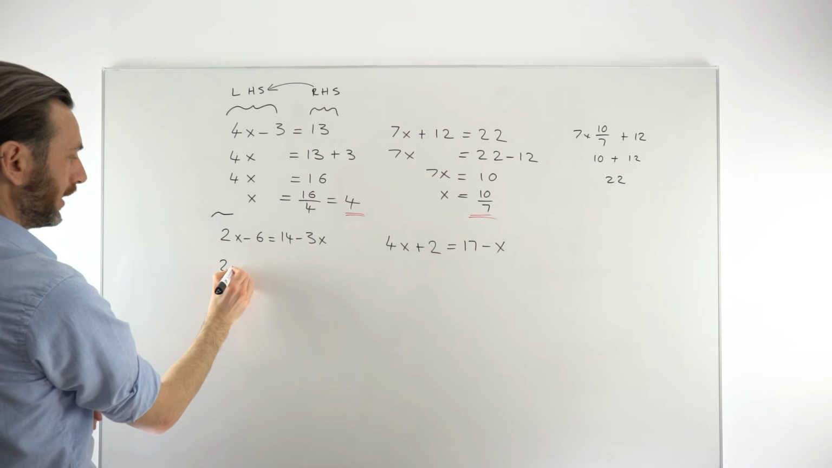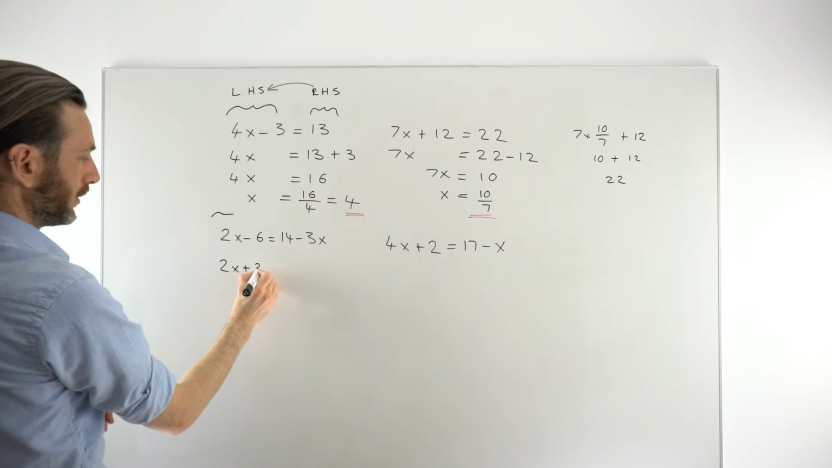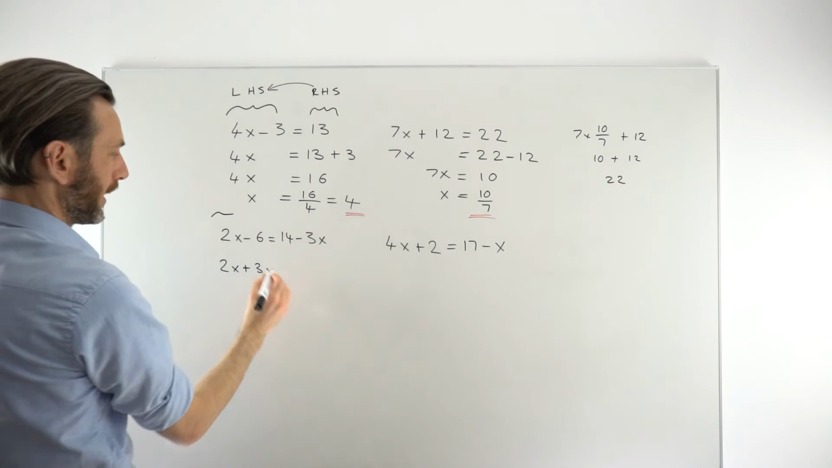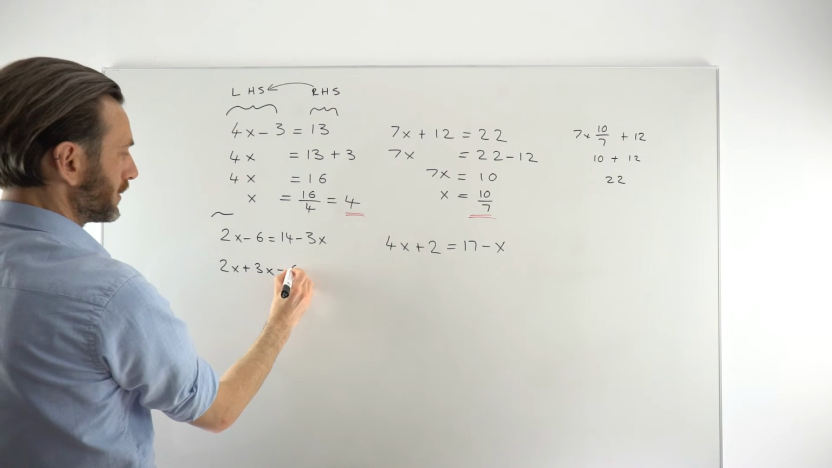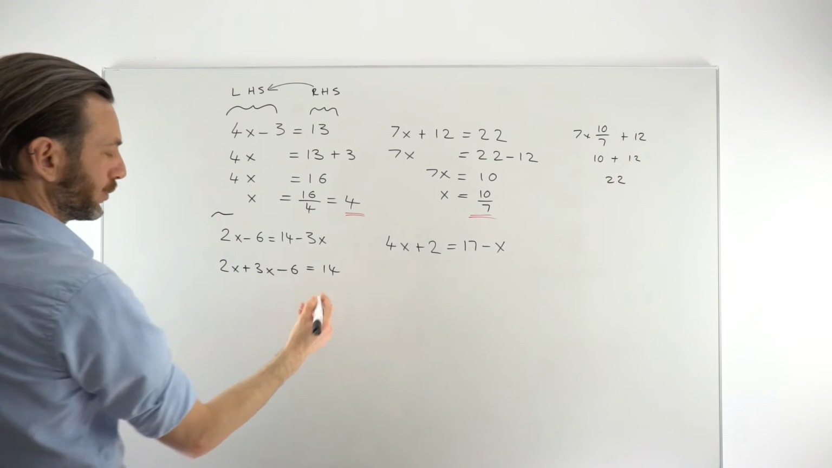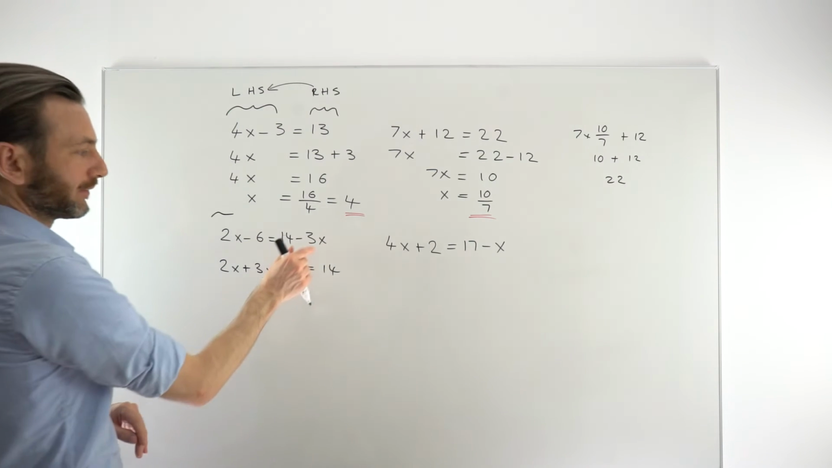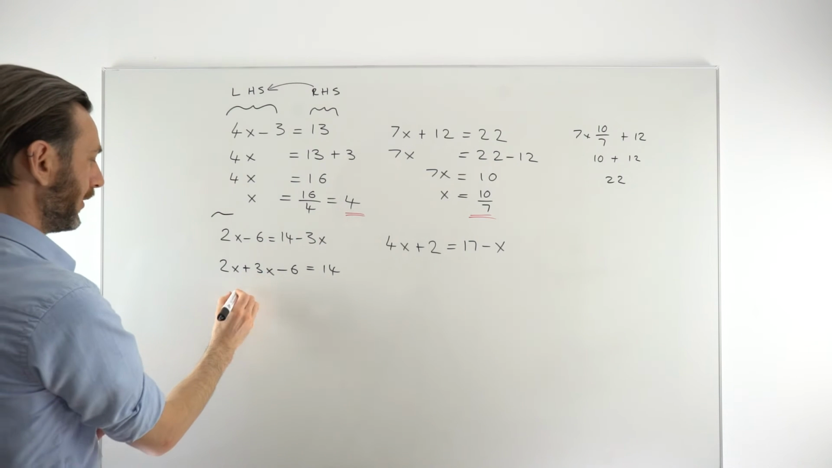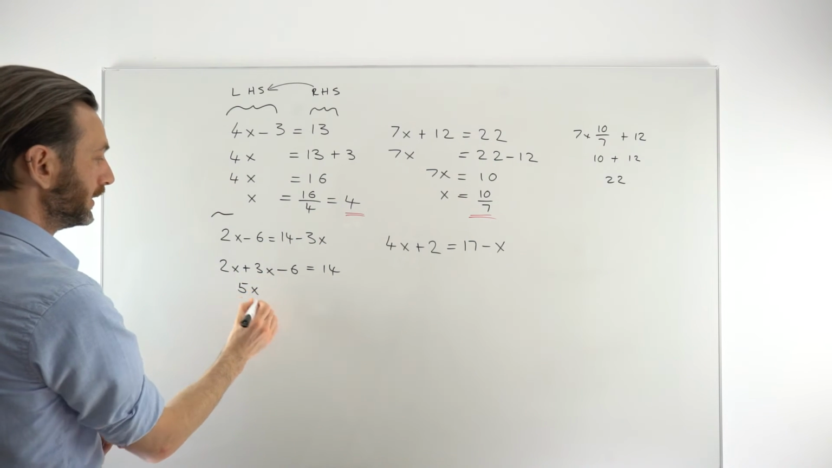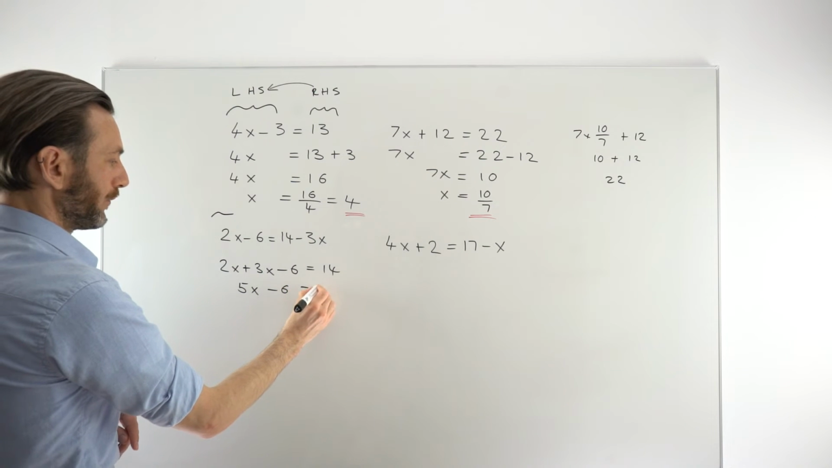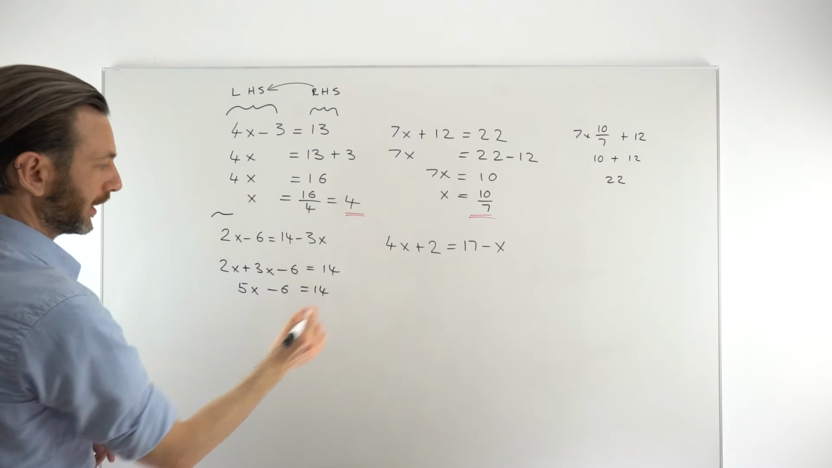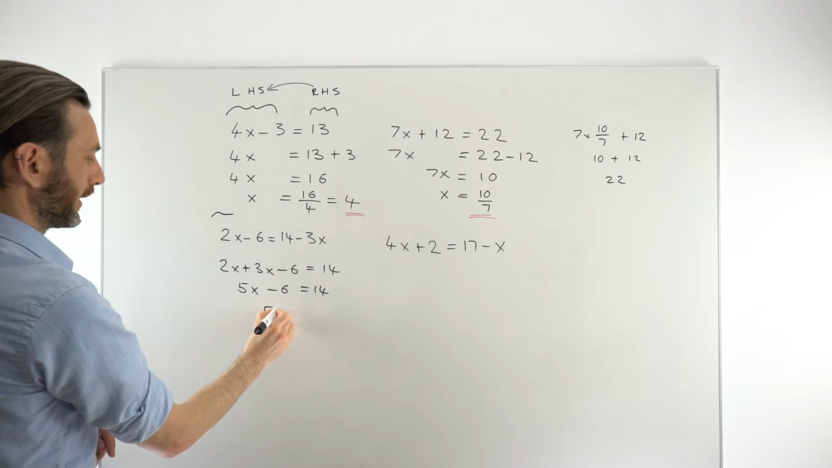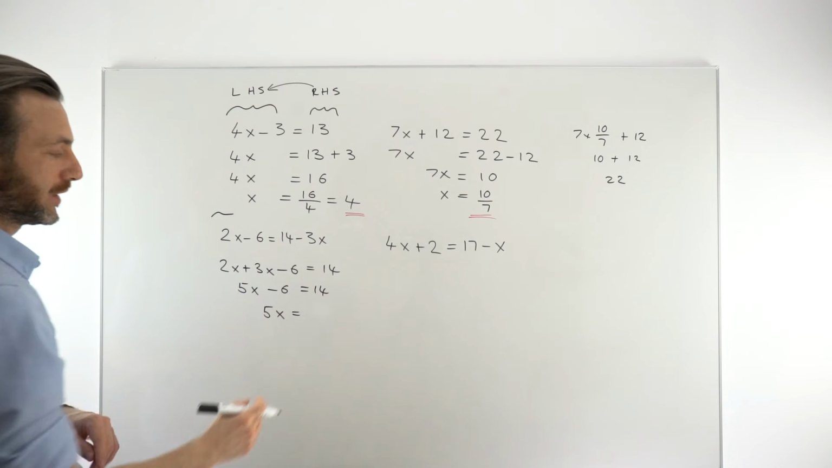So we're going to get 2x plus 3x. I'm just going to write the 2x terms together. We'll leave the negative 6 there on the left-hand side and leave the 14 on the right. So effectively all I've done there is take that guy and move him over to the left. 2x plus 3x is 5x, minus 6 equals 14. The minus 6 we need to put on the other side, the right-hand side. So we're going to get 5x equals 14 plus 6.